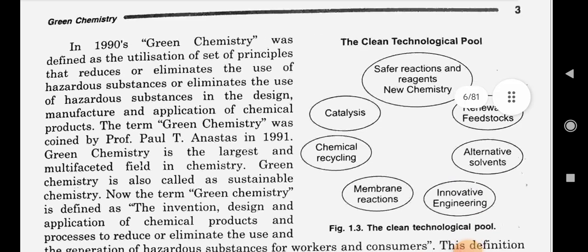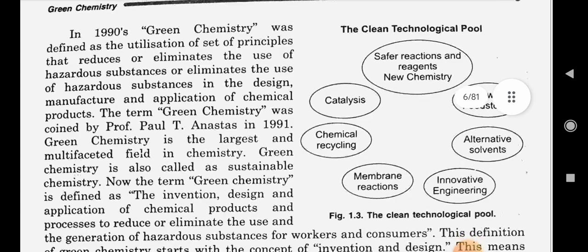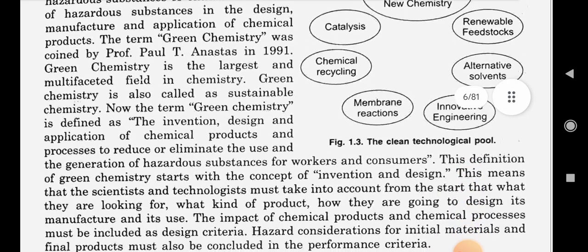In the 1990s, green chemistry was defined as the utilization of a set of principles that reduces or eliminates the use of hazardous substances in the design, manufacture, and application of chemical products. The term green chemistry was coined by Prof. Paul T. Anastas in 1991. Green chemistry is the largest and a multifaceted field in chemistry. Green chemistry is also called sustainable chemistry.